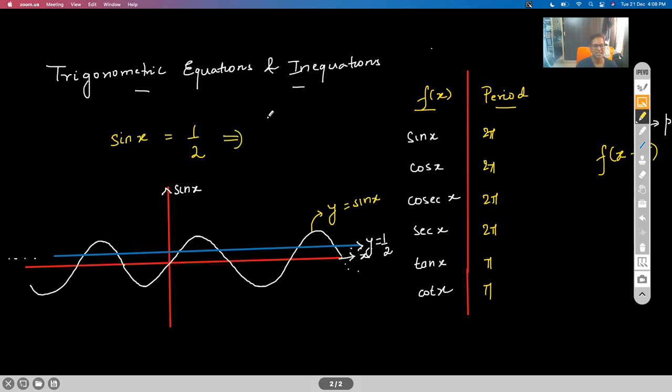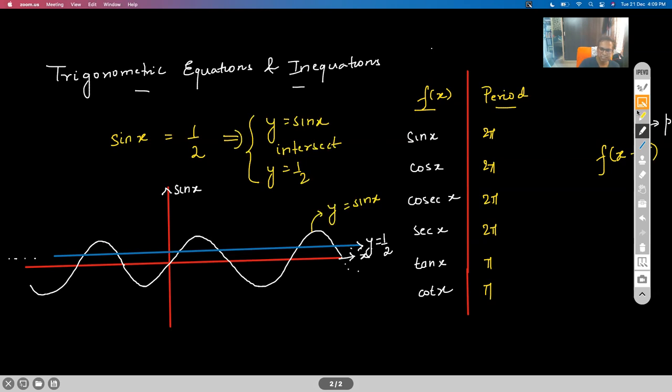Solving this is basically trying to see where the sine x graph intersects the y equal to half graph, isn't it? That's the meaning of solving this equation. So the sine x graph is this white sinusoidal graph, and y equal to half is a line which is horizontal, parallel to the x-axis.